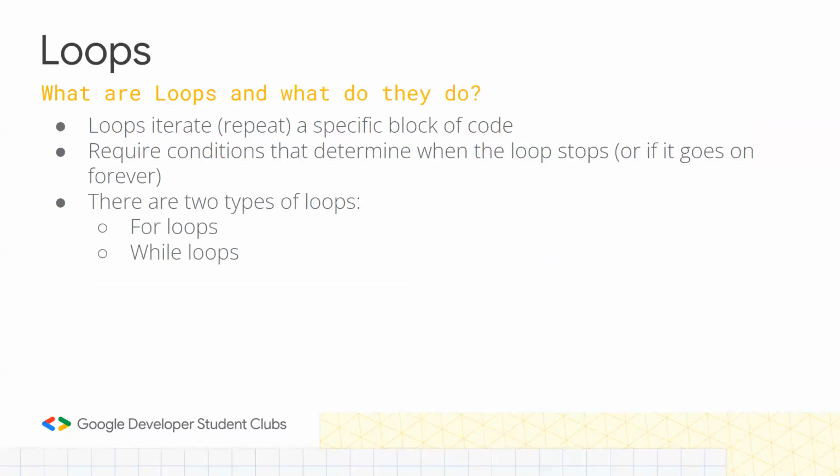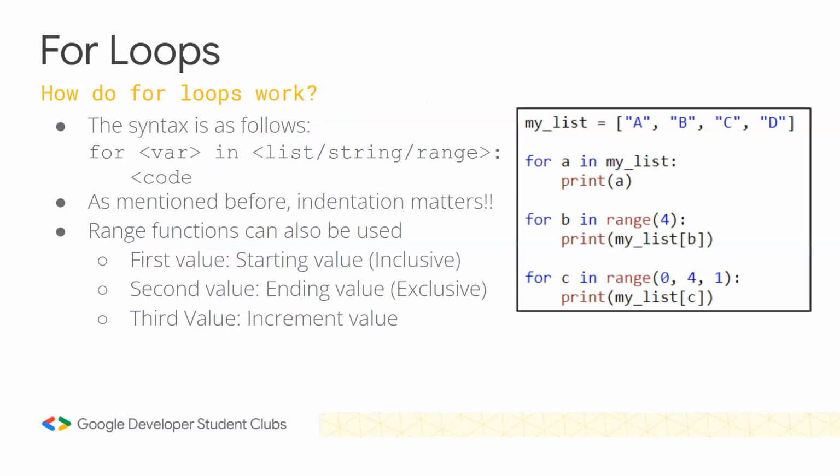All right, everyone's favorite part, loops. Loops are essentially code that repeats a specific block of code. It requires conditions that determine when the loop stops. Or if you're feeling wild, you can just put while true and let it execute until your machine breaks. But there are two types of loops, for loops and while loops. I will be going into depth for both of them in the coming slides.